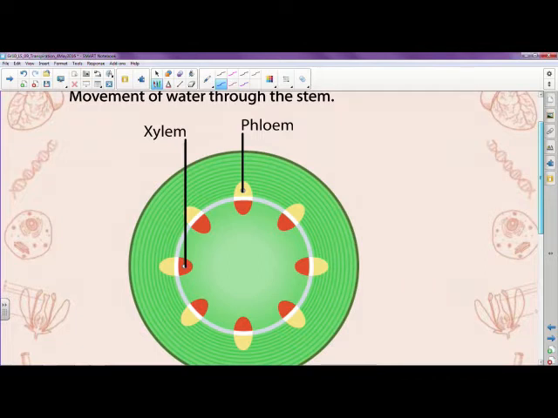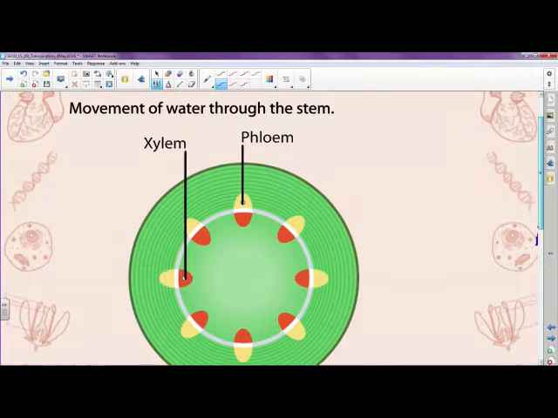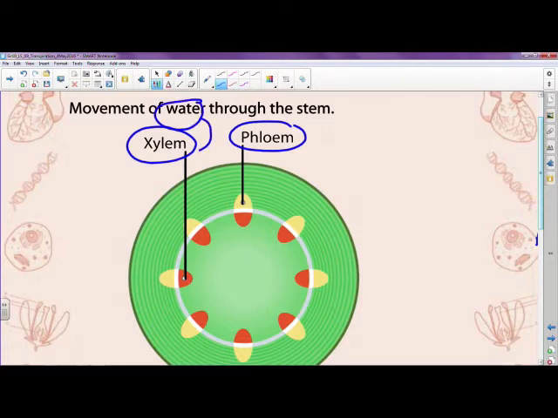Now water has to go up the stem. If you can see over here in the diagram, there are two tissues labeled on this diagram: the phloem and the xylem. Now I want to move water. And who is water's best friend? It's going to be the xylem.